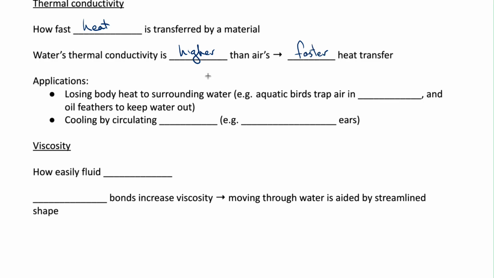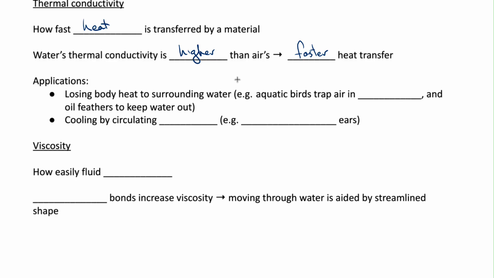And this is again a consequence of the greater density of water when compared to air. To transfer heat energy, molecules need to bump into each other, and that happens more easily and faster when they are closer together as they are in water compared to air. So water has a much higher thermal conductivity than air, transfers heat faster.